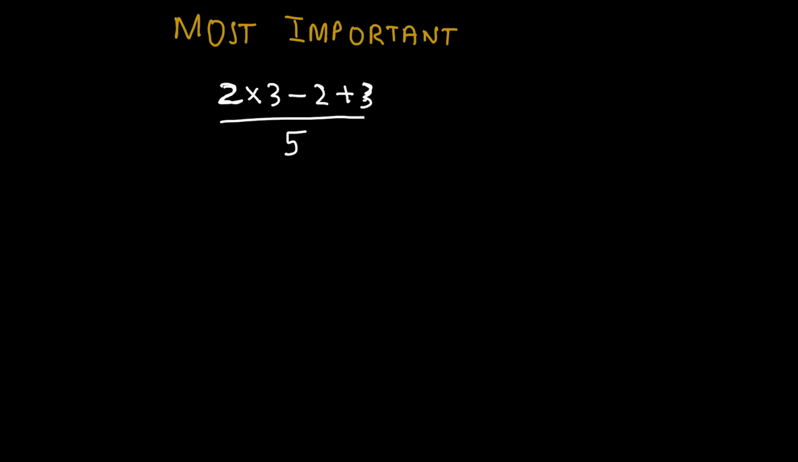First, when we apply the BODMAS rule, we first do the multiplication. In this situation, we first simplify the multiplication. 2 multiply 3 is 6. So we get 6 minus 2 plus 3 divided by 5.